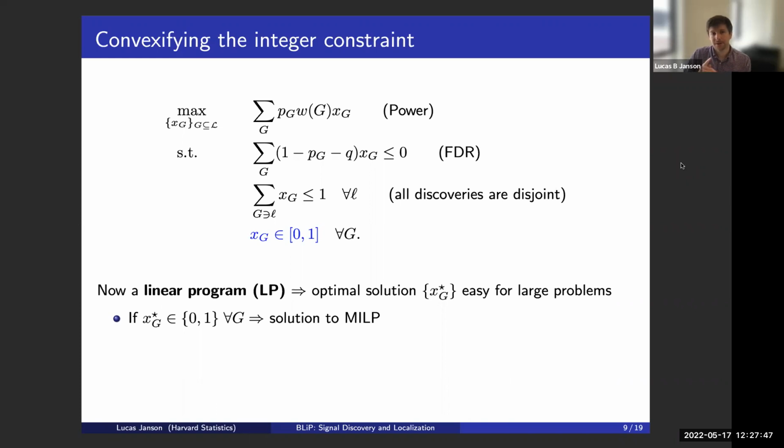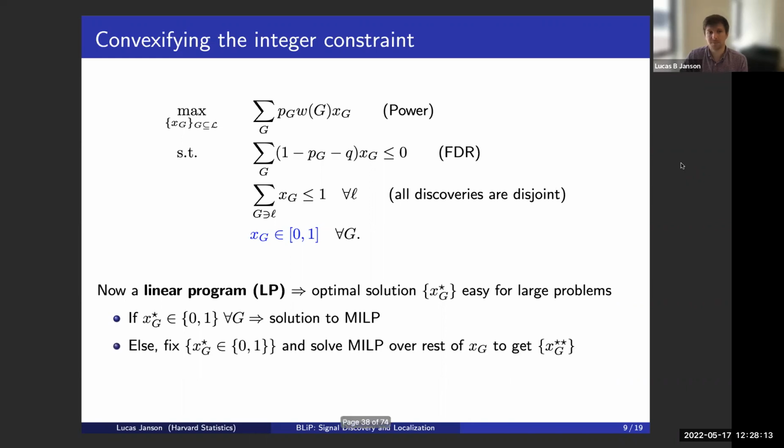But first, I want to talk about the difference between the linear program and the mixed integer linear program. Let's pretend for the moment at least that we can easily get the exact solution to the linear program, the linear relaxation, and call that xg star. Then we can just look at xg star. If it happens to be all integers, then we're done. We've solved the mixed integer linear program, because the linear program is a strict relaxation of the MILP. But usually that won't be the case.